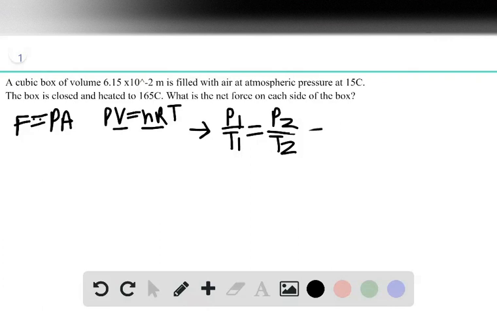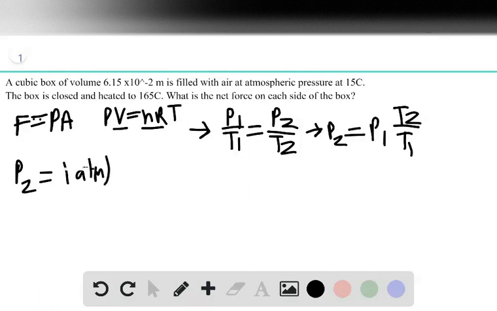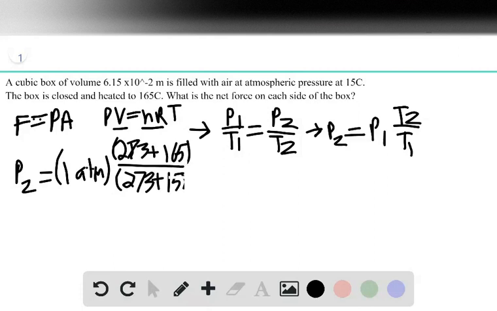Okay, so then we can rearrange that and solve for P2. P2 equals P1 T2 over T1. Okay, so plug in values. P2 equals P1, 1 atmosphere, times T2, 273, gotta convert to Kelvin, plus 165, over 273 plus 15. That's K. Plug that in and you get 1.521 atmospheres.